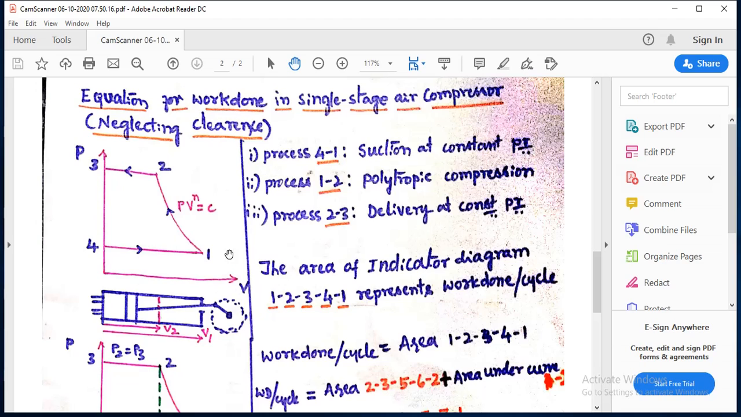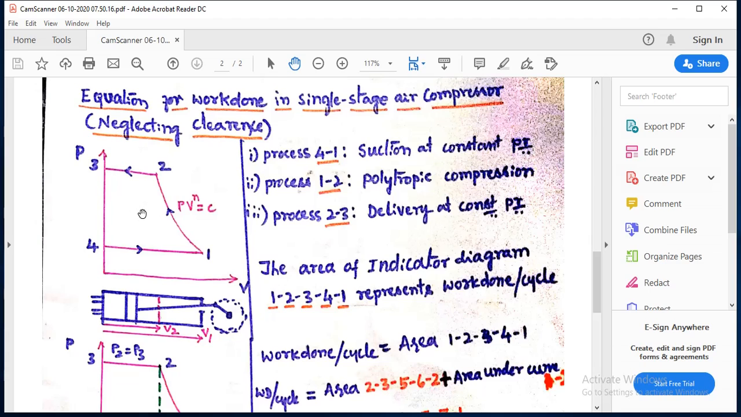Now I will explain the three processes. Process 4-1 is purely the suction stroke at constant pressure. Next, process 1-2 is the polytropic compression process. Next, process 2-3 is the delivery at constant pressure. We know that the area of the indicator diagram indicates the work done.